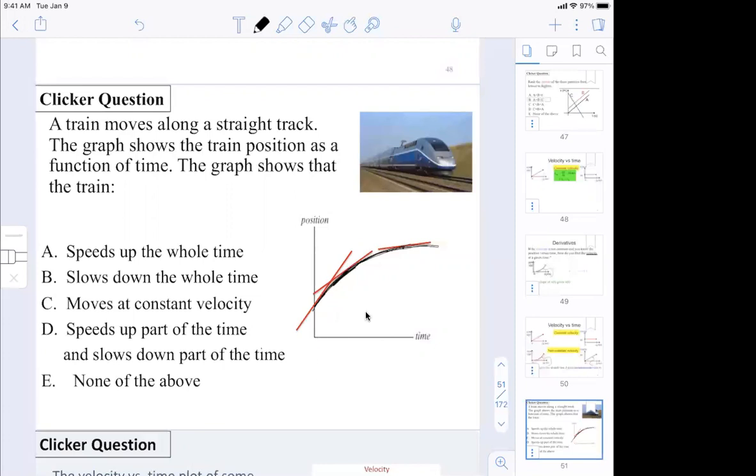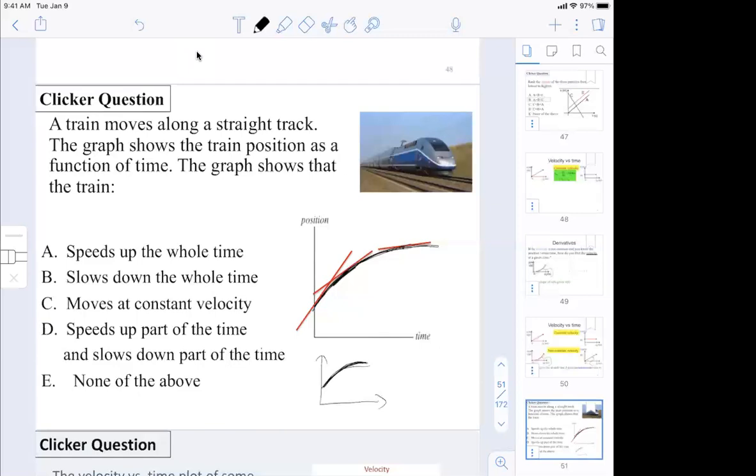It seems like we are pretty much tied between B and D. The that we think that at least it's slowing down for some of the time, if not all the time. So let's take a look at this. So this is my graph. If I could redraw this again, this is what it looks like.